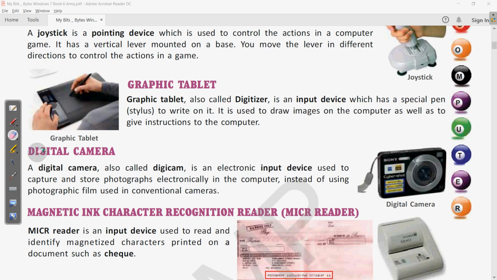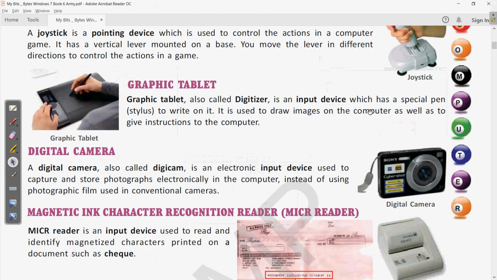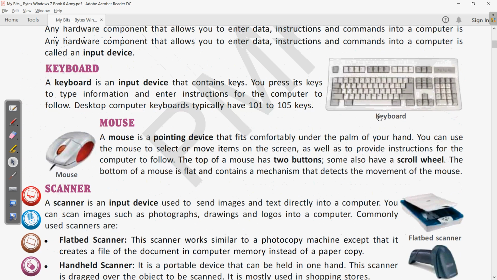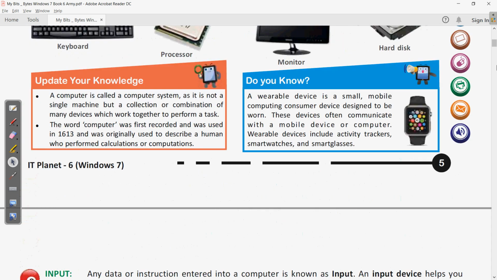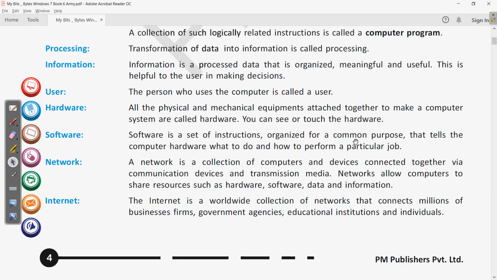Now coming to the next question, that is, write down the difference between hardware and software. The question 6E, we have to write the difference between hardware and software. So this answer can be found in the initial part of the chapter. Let us see the hardware and software difference. It must be in the beginning of the chapter. Yes, here it is on page number 4.